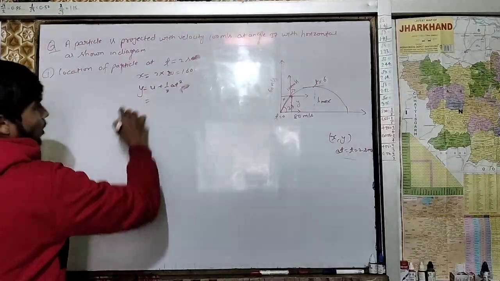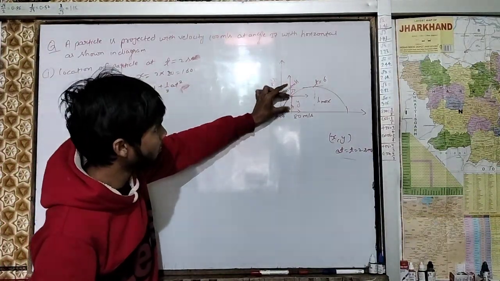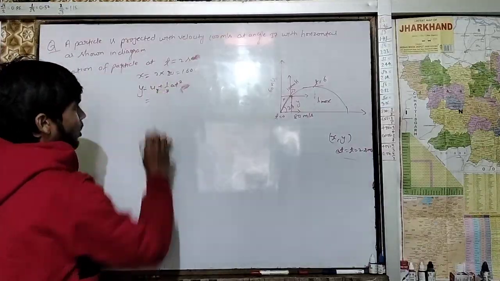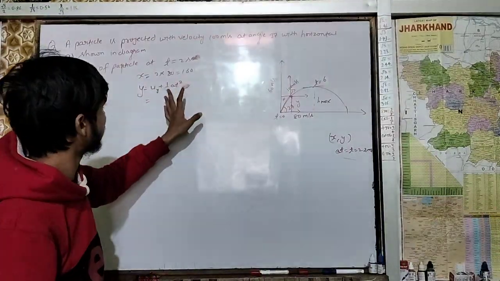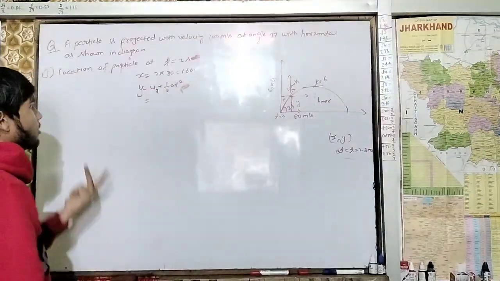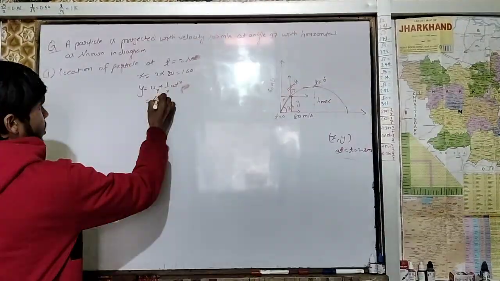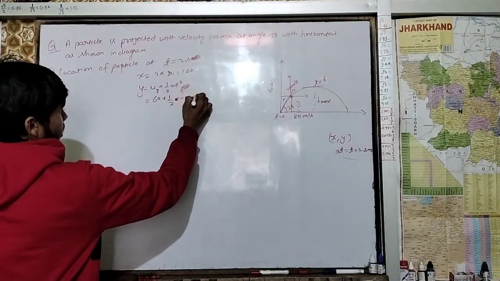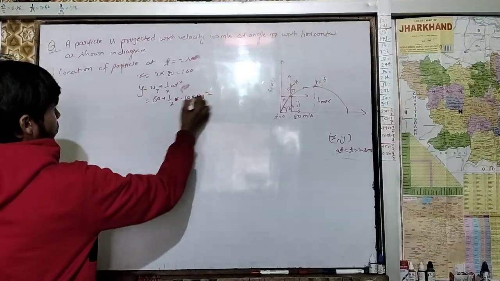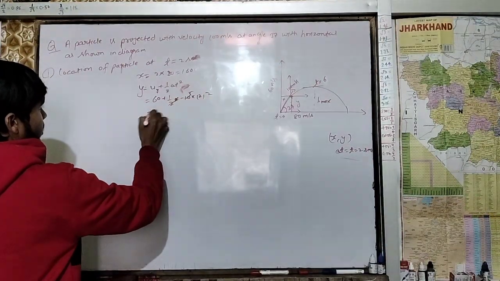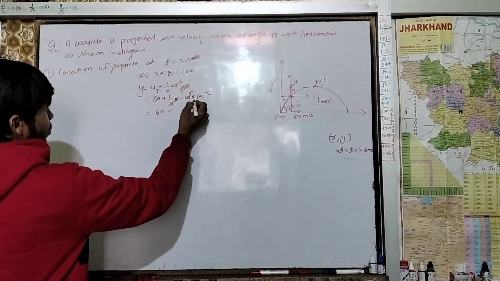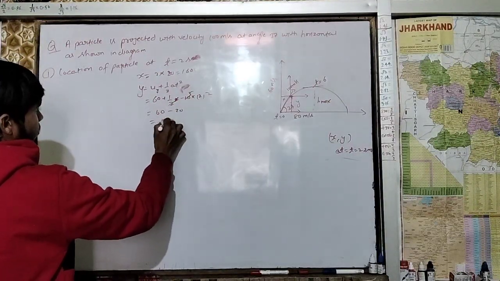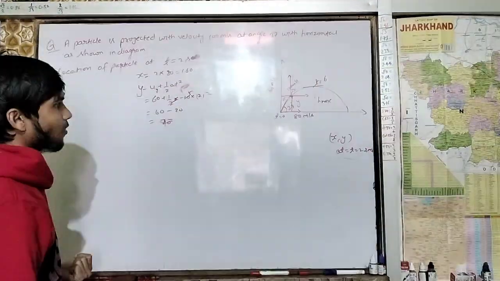So y is nothing but the displacement that we are going to calculate, where u is uy. This is uy. So u is 60 and a is minus 10. So this is 60 plus half times minus 10, and then t is 2 raised to power 2. 2 fives are 10, so 60 minus 20. So not 20 but 40. 40 is the value of y.